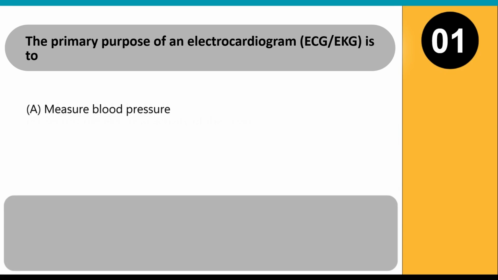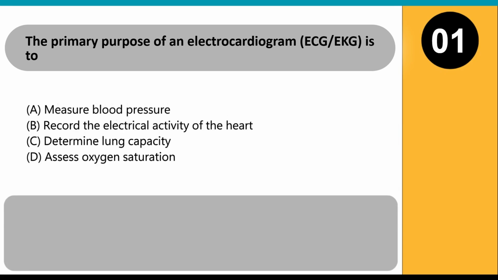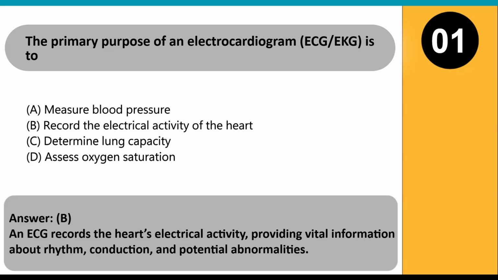The primary purpose of an electrocardiogram, ECG/EKG, is to: A. Measure blood pressure. B. Record the electrical activity of the heart. C. Determine lung capacity. D. Assess oxygen saturation. Answer B. An ECG records the heart's electrical activity, providing vital information about rhythm, conduction, and potential abnormalities.